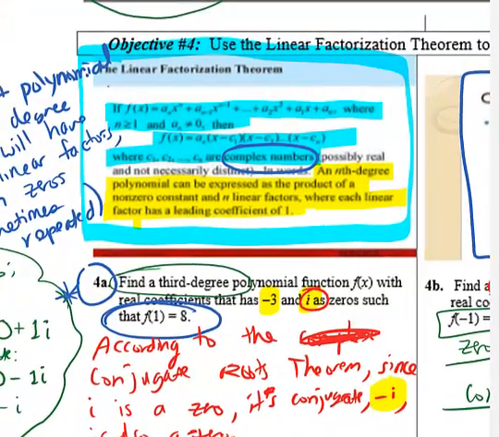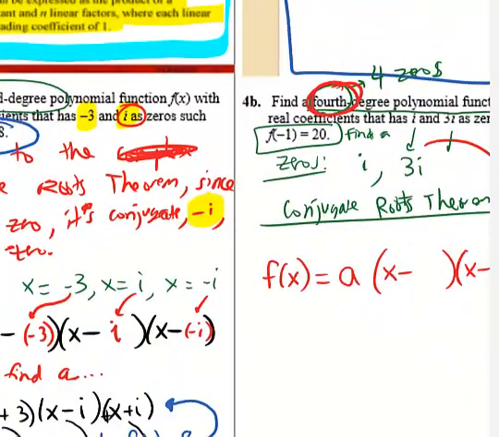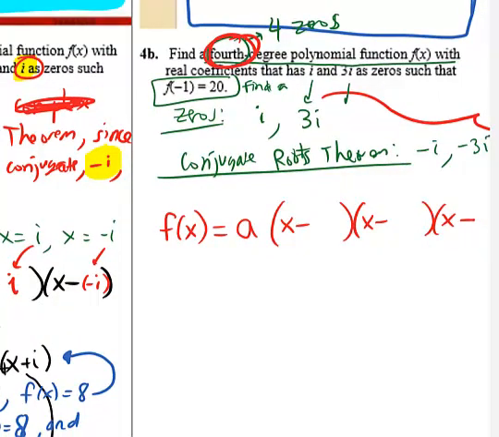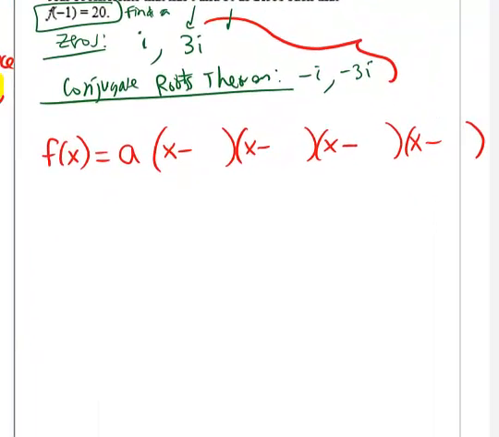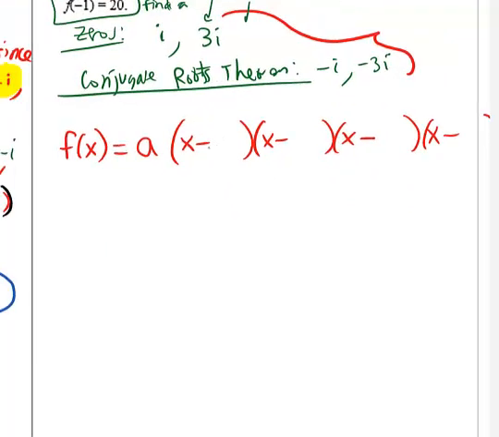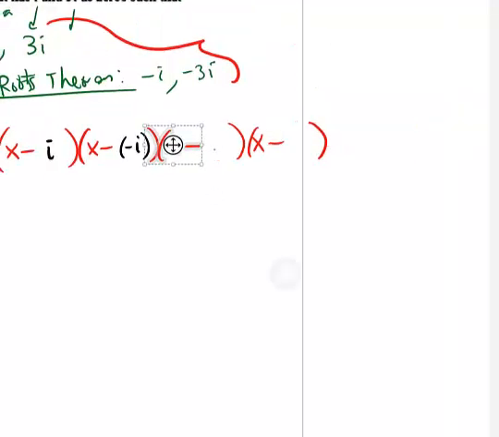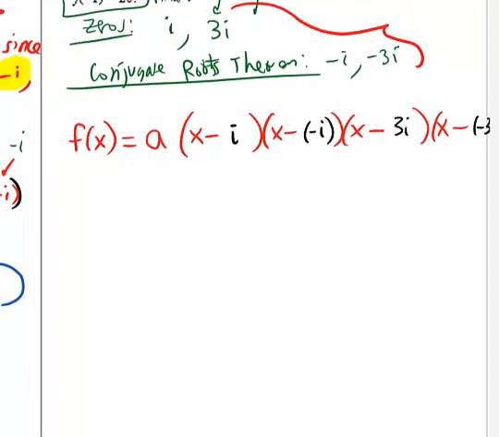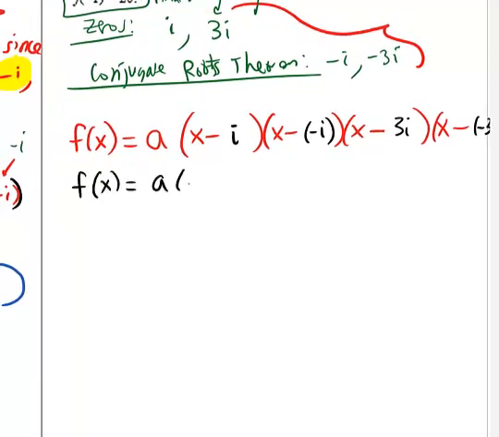Remember this theorem over here, the linear factorization theorem, basically tells us that the degree of your polynomial is the number of roots you should have. So once I find 4 roots for this example, I shouldn't go looking for any more. The first one was i, and then I also have negative i. I had a 3i, and then I also had a negative 3i. Alright, let me try to clean that up a little bit. f of x equals a times x minus i, x plus i, and then x minus 3i, x plus 3i.